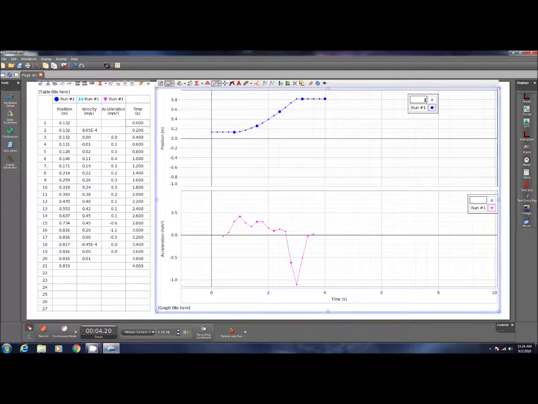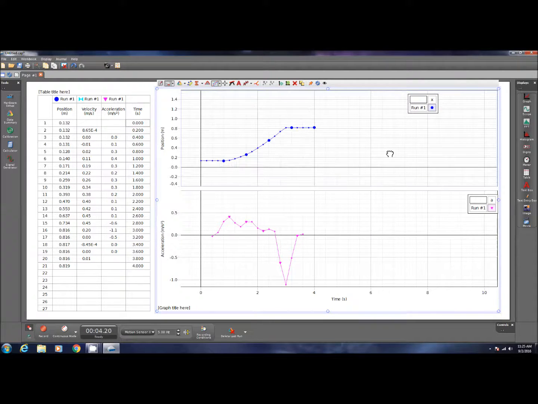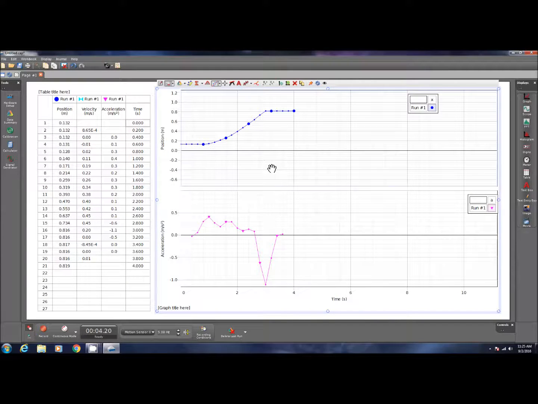Let's take a look at our data in the graph, and we're going to show you a few little things that are pretty cool. Move that around with the hand. I want you to know that you can do that. Stretch it, move it.